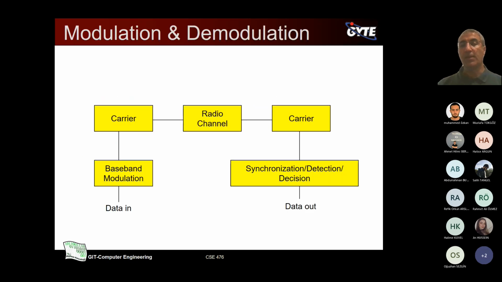Okay. So let's start with modulation and demodulation. This is the transmitter side and this is the receiver side. Left hand is the transmitter, right hand is the receiver side. We have data in that we want to transmit. It can be text, video, image, and so on. First of all, we apply the baseband modulation to translate bits to symbols.